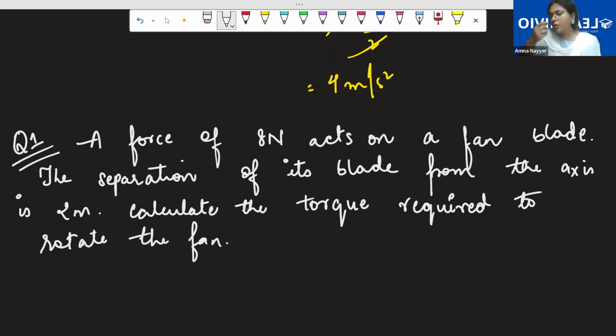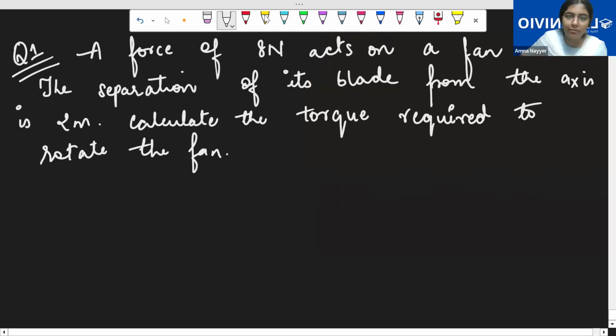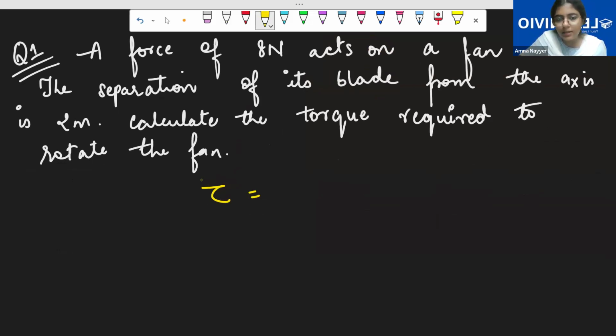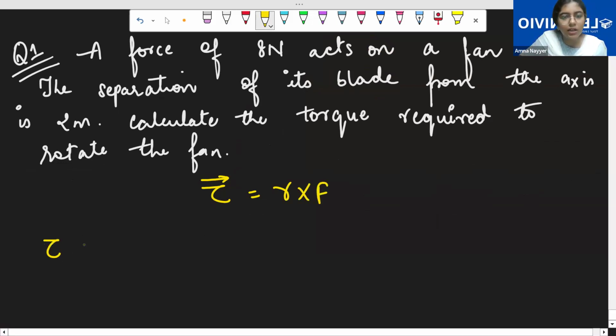Now, torque you don't know. Torque is basically a rotating force. This will come in the rotational chapter. I'll tell you its formula right now. Torque, this is how it is represented. Torque is equal to R cross F. So, I have, see, torque is equal to R F sine theta.